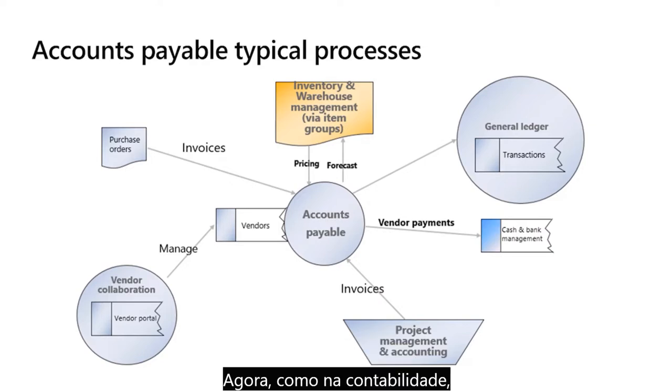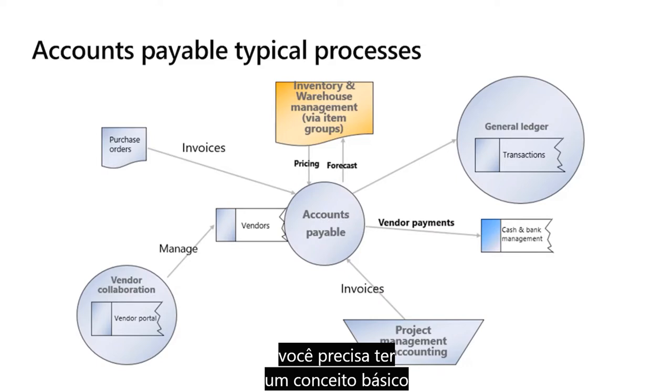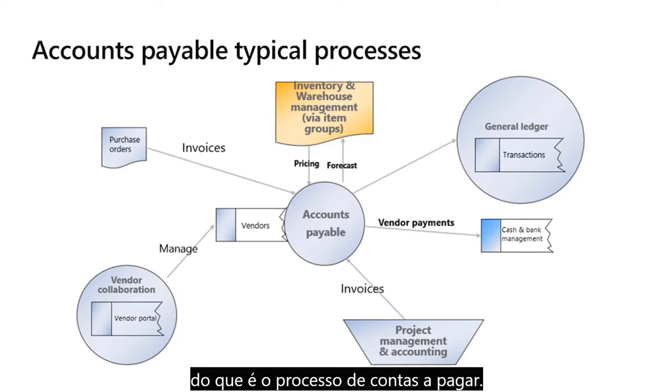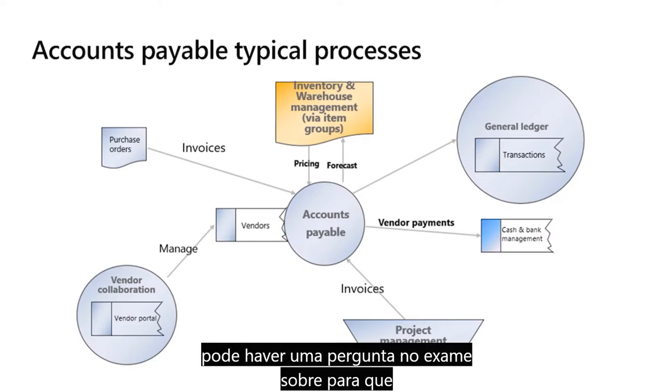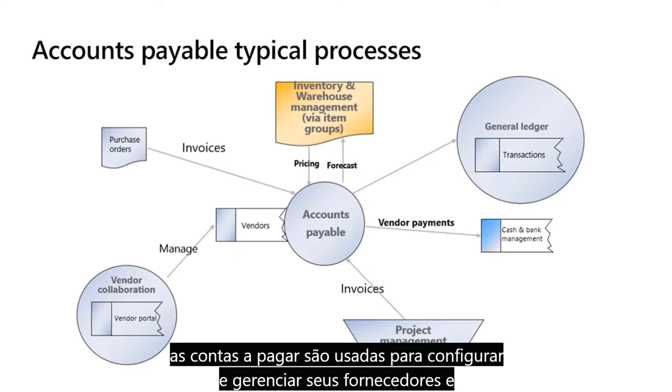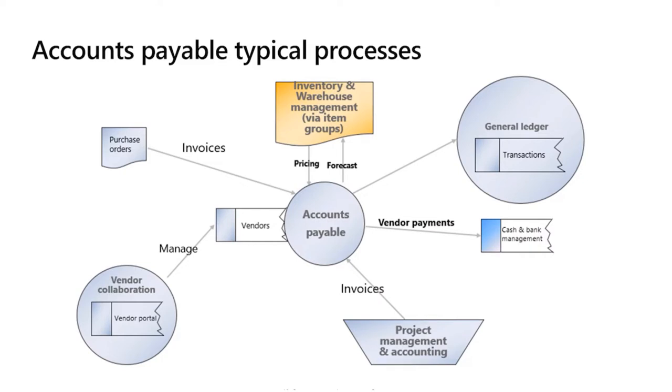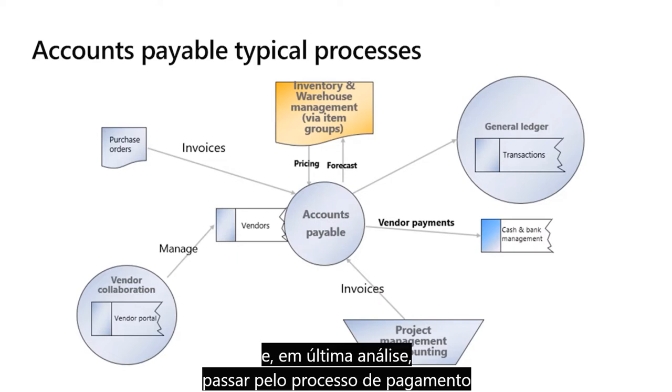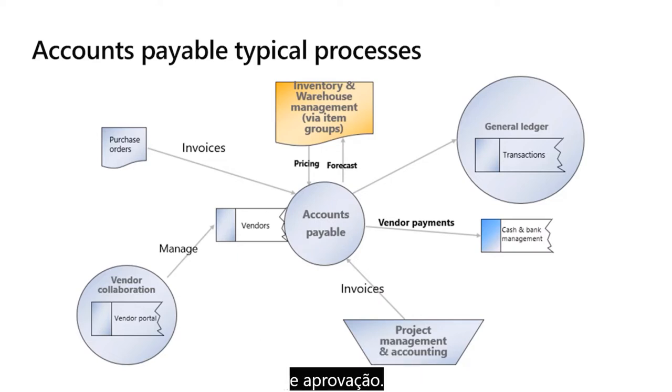Now, like general ledger, this is something that you do need to have a basic concept of what the accounts payable process is. But I want you to know, you might see a question on the exam of what do you use accounts payables for within Dynamics 365 Finance? And very simply, accounts payable is used to set up and manage your vendors and your vendor groups. So essentially, it allows you to pay them and make sure that your purchase orders, your product receipts, invoices all match. And that way you can create a check and then ultimately move through your payment and approval process.